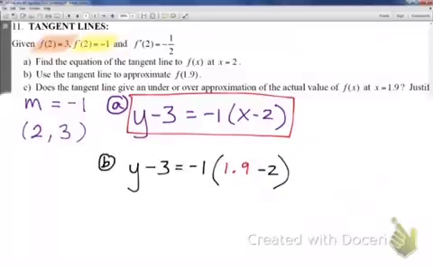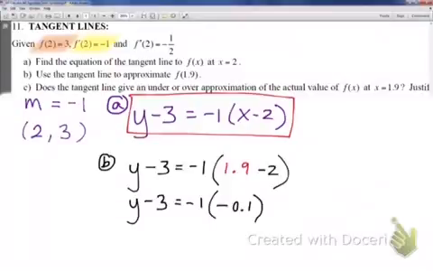Now, you are not allowed to use a calculator for this. This is another reason I suggest leaving it in point slope form, because it will be much easier to solve. What is 1.9 minus 2? Negative 0.1. So this is y minus 3 equals -1 times negative 0.1. Next question. What is -1 times negative 0.1? Positive 0.1. So this is y minus 3 equals positive 0.1.